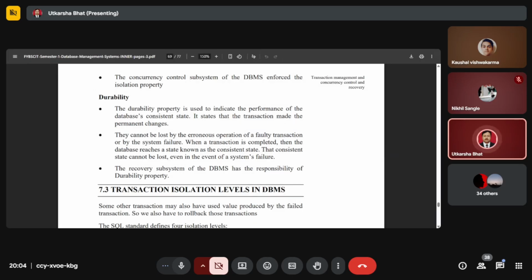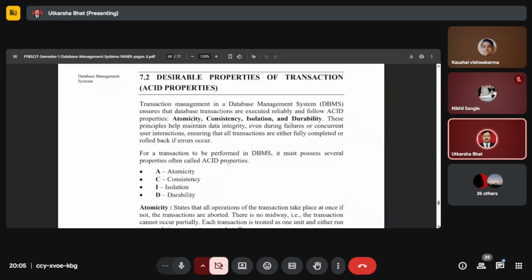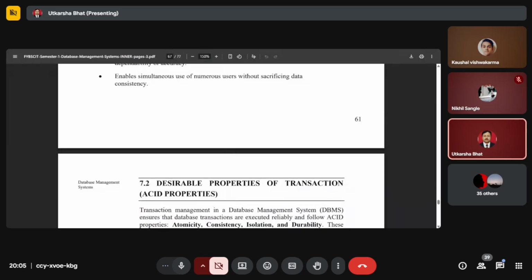So if the database is in a consistent state, you say that the transaction made permanent changes. The recovery subsystem of the DBMS has the responsibility of the durability property. तो ये सारे एसिड प्रॉपर्टी जो है मैनेजमेंट पर्पस के लिए बहुत इंपॉर्टेंट रहते हैं. These are the desirable properties of transactions.